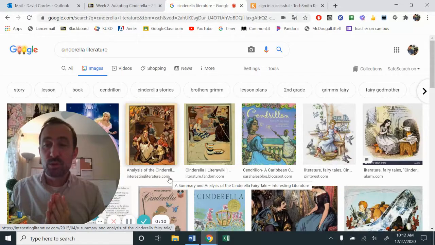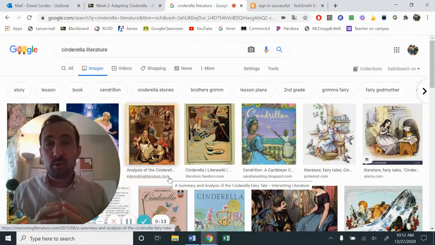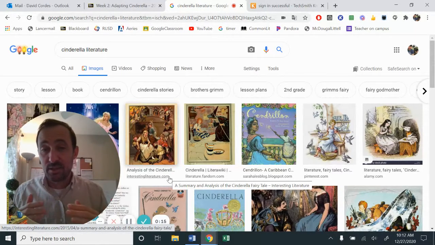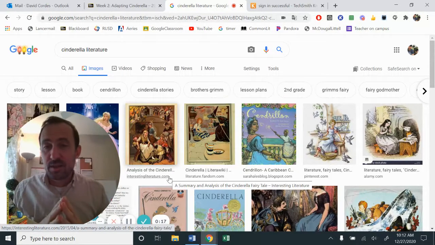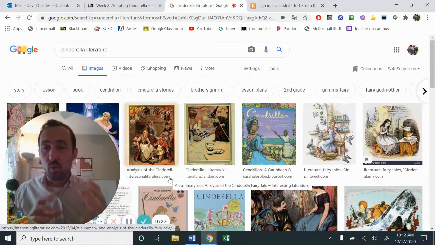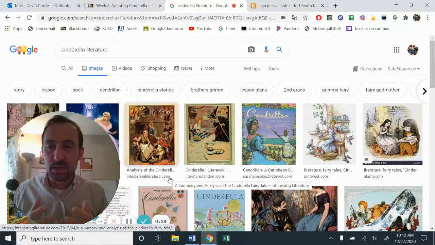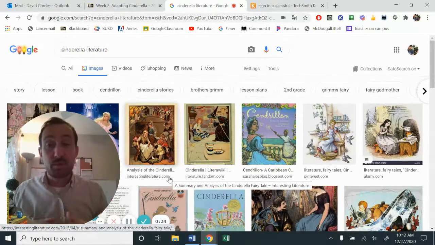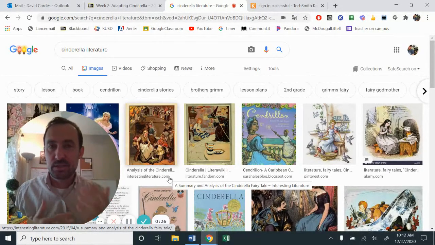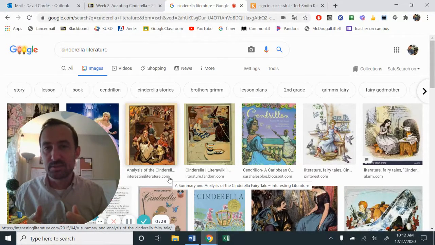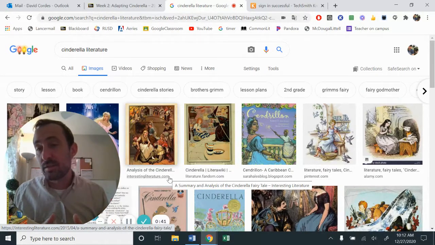This week, ladies and gentlemen, we are studying Cinderella, but more importantly, we are studying the adaptations of Cinderella. Cinderella is a classic fairy tale, and the wonderful thing about it is that it has been changed and modified and redone and adapted based upon time, based upon culture, based upon the author. And so it's very interesting to see how this has developed for the audience that it's being presented to.